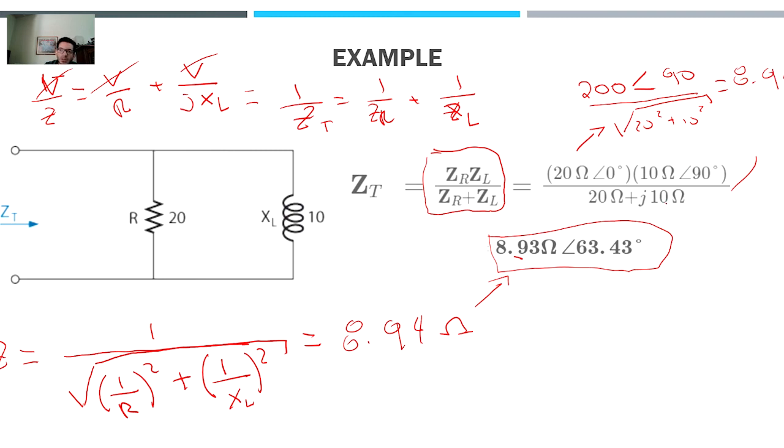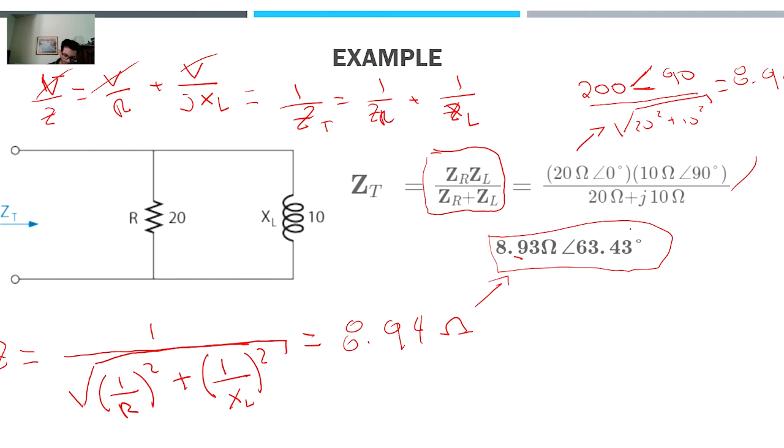And in this particular case, it's going to be straightforward because you know that this one has an angle of 90 because of the inductor, and here you have the angle of, let's see, tangent is y divided by x, so 10 divided by 20, and the tangent inverse of this is 26.56.